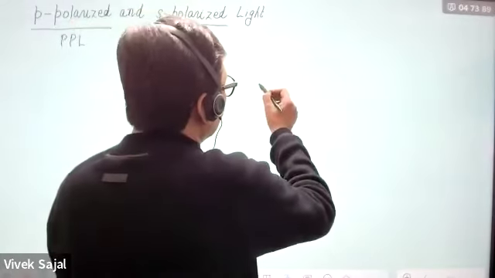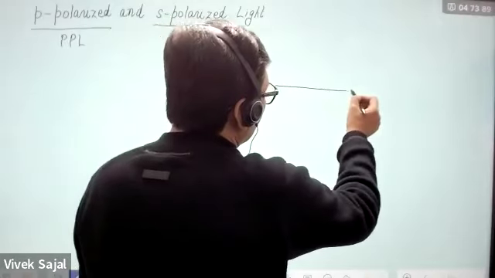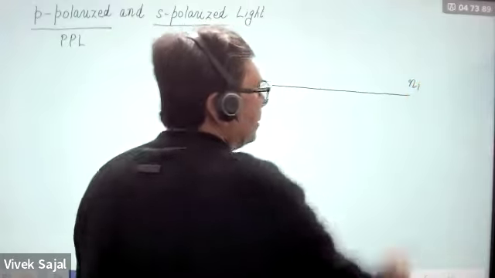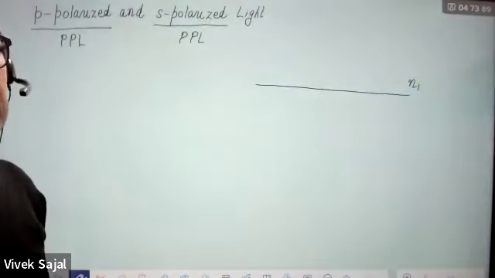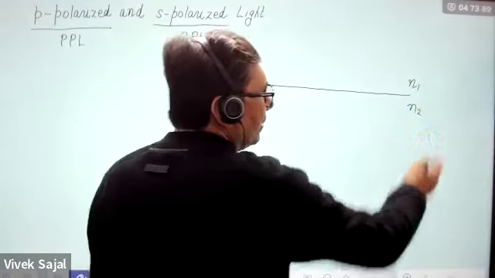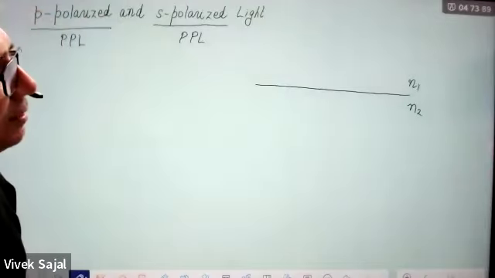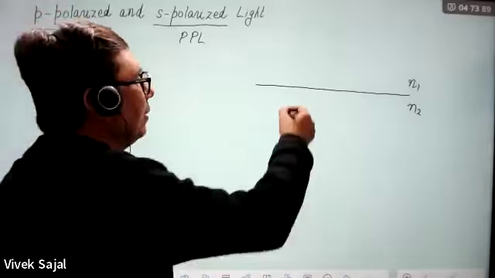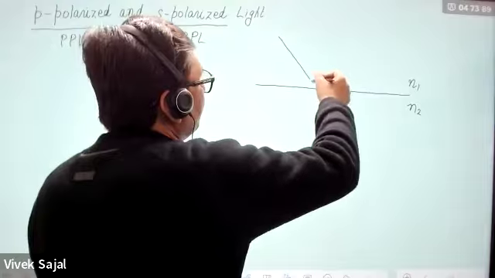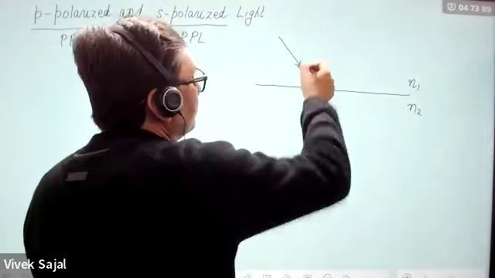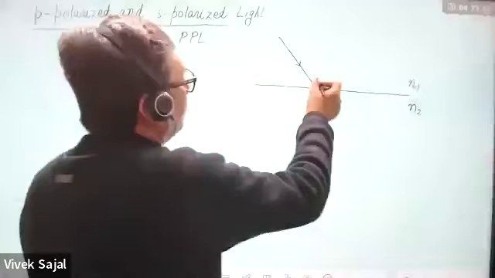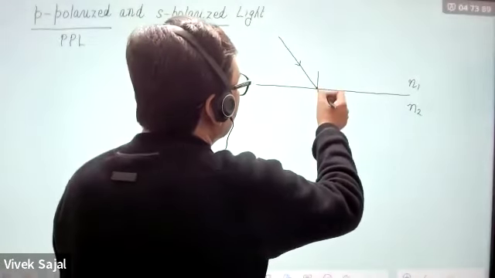If this is an interface that is separating two medium, the first medium is represented by refractive index N1 and the second medium is represented by the refractive index N2. So this is an interface between two medium. Now, a light is incident like this. So what will happen here at this interface?